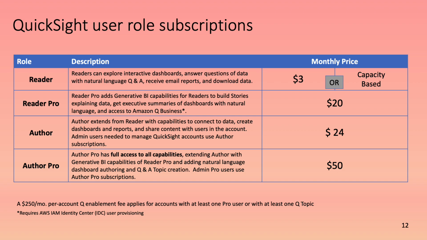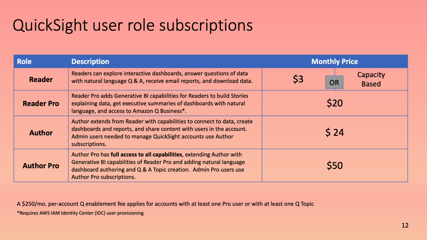As far as that, it really depends on the user type: Reader, Reader Pro, Author, or Author Pro. To summarize, by offering these tiered, or user-type-based, subscription options, you can use QuickSight in your organization to tailor BI tool access to the specific needs and the skill level of the different user groups, so as to balance capabilities with cost effectiveness.